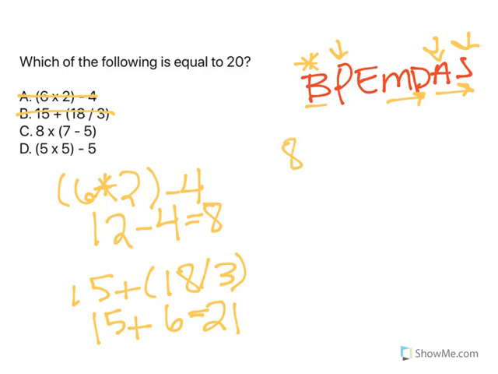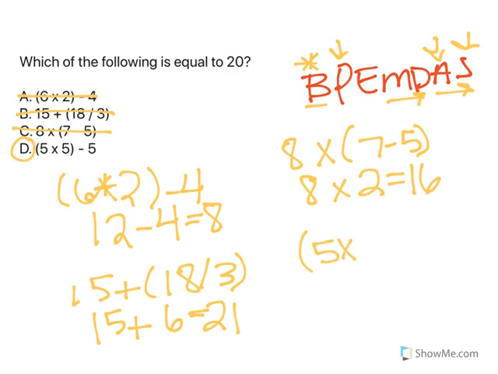And now if we look at C, we have 8 multiplied by (7 minus 5). And then again, we need to do what's in the parentheses first. So 7 minus 5 is 2. And then 8 times 2 is 16. That is not 20.